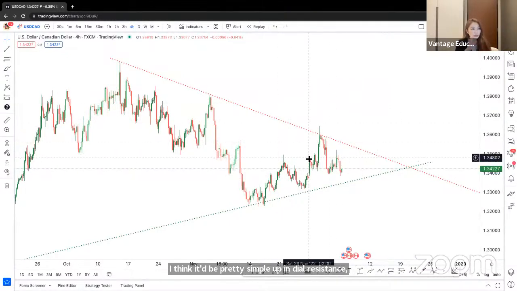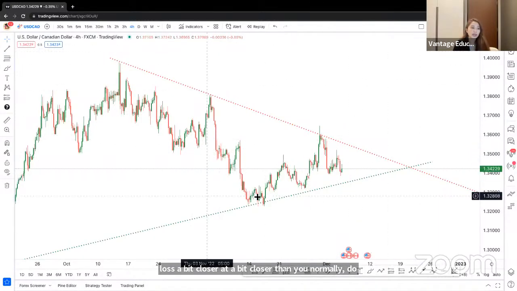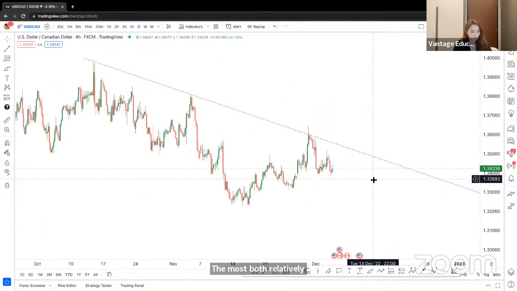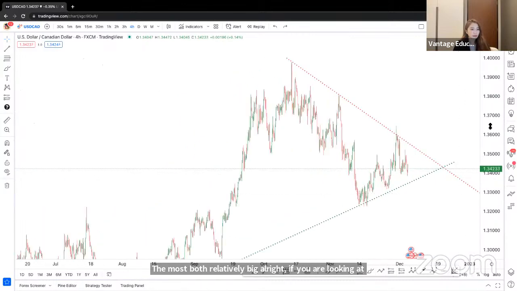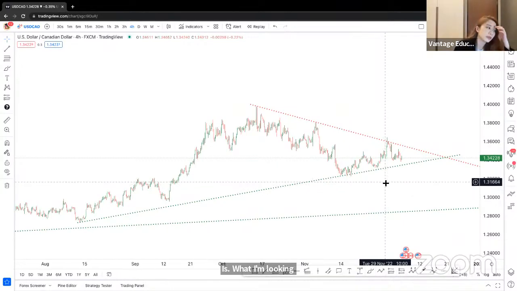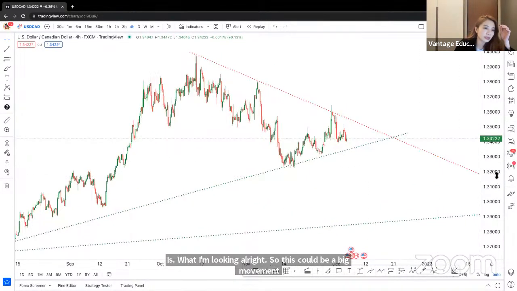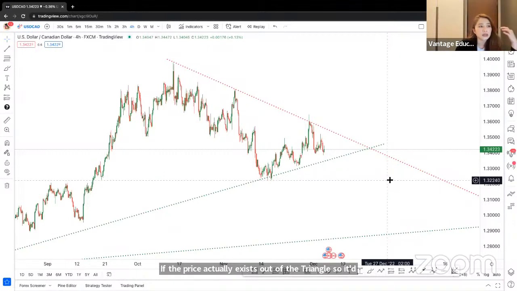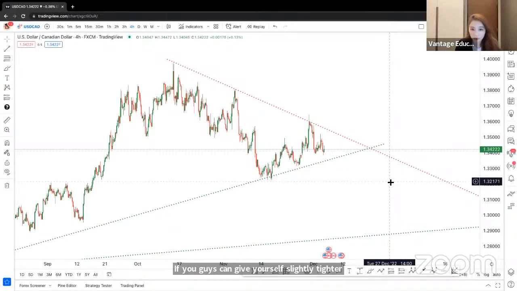When you guys are doing triangle analysis, it would be great if you are putting the stop loss a tad bit closer than you normally do, because it'll be hard to predict in terms of when it exits. If it exits from a triangle, I think the movement will be relatively big. This is what I'm looking at. This could be a big movement if the price actually exits out of the triangle. So it'd be great if you guys can give yourself slightly tighter stop loss, but enough for the price to actually play out and make a movement.